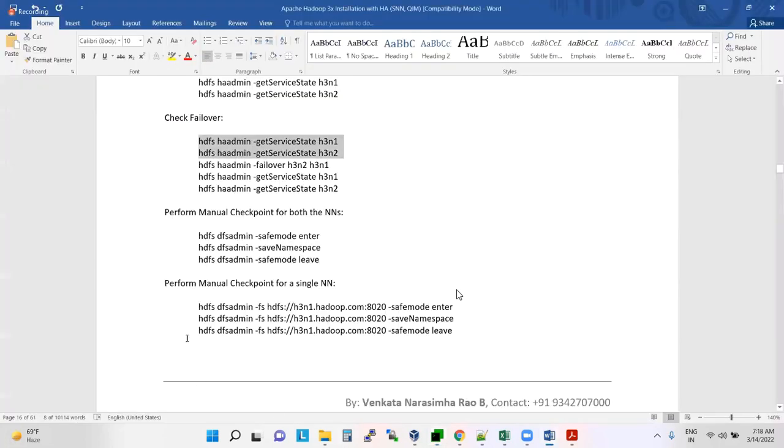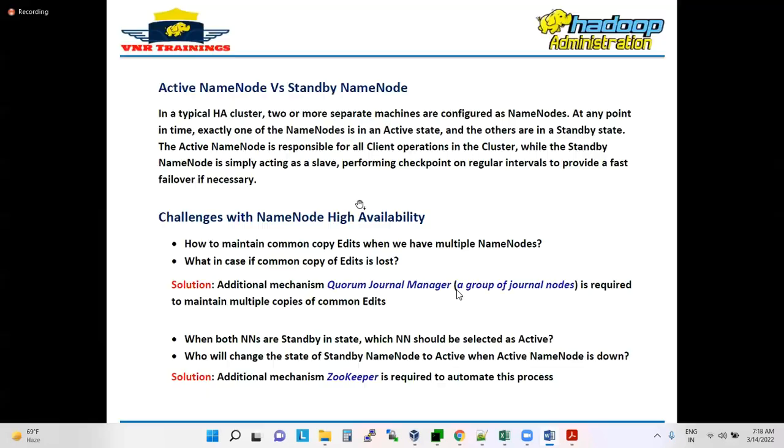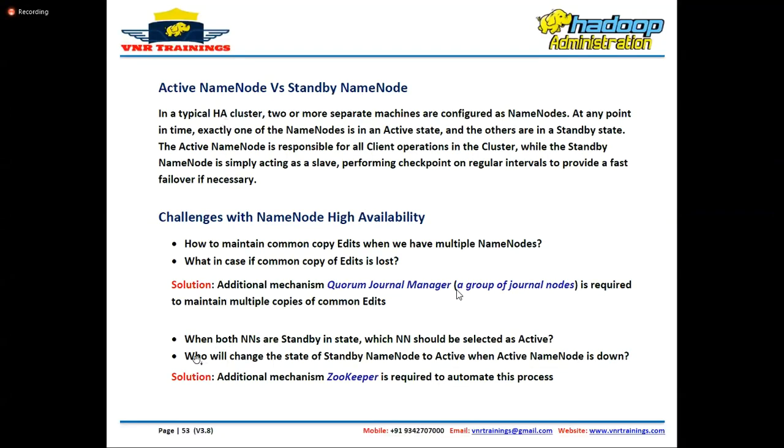So in this scenario, these are the two problems when you go for two name nodes. When both are in standby, who will become active is the first question. The second problem is that if the active is down, who will make the standby active automatically? These are the two problems we are seeing. So what is the solution? An additional mechanism, Zookeeper, is required to automate this process.